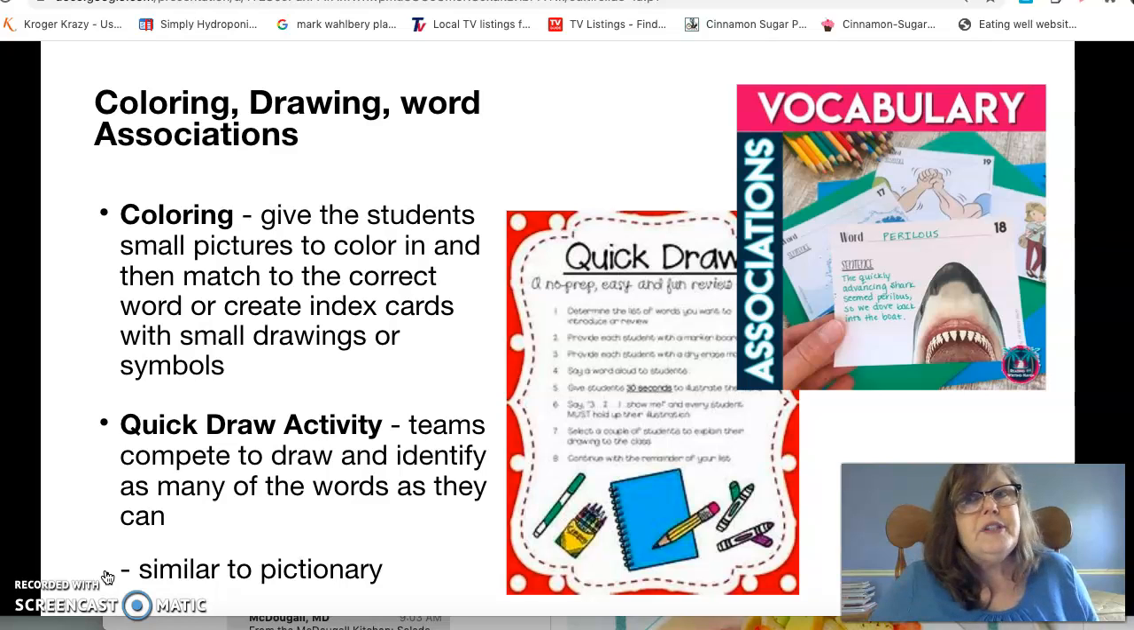Coloring, drawing, and word associations are other ways that you can use visual representation. You can do flip cards like you see up here, the vocabulary associations. You can play a really fun game where you have the students compete to see who can come up with the fastest drawing for a word or a meaning that when you give a definition, kind of like Pictionary.